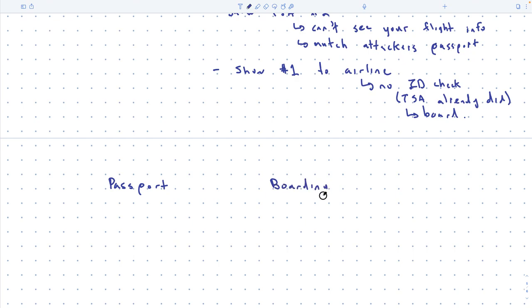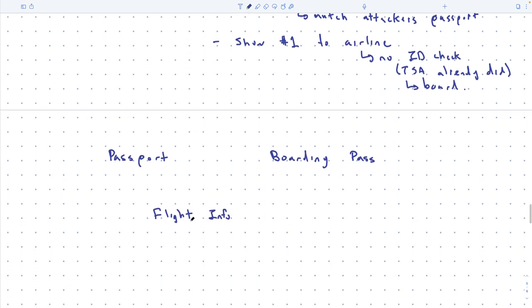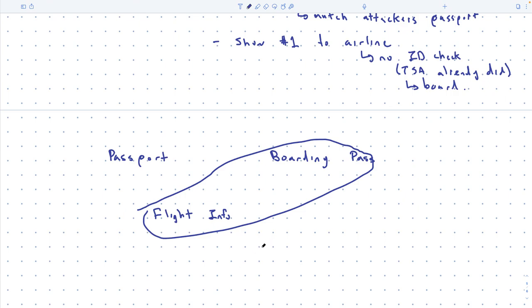They have a boarding pass. And then there's the flight info, which is in the database. So the attacker has one boarding pass that matches the flight info, right? And this is all the airline sees. They don't check the passport. So they see this and it is consistent, okay?